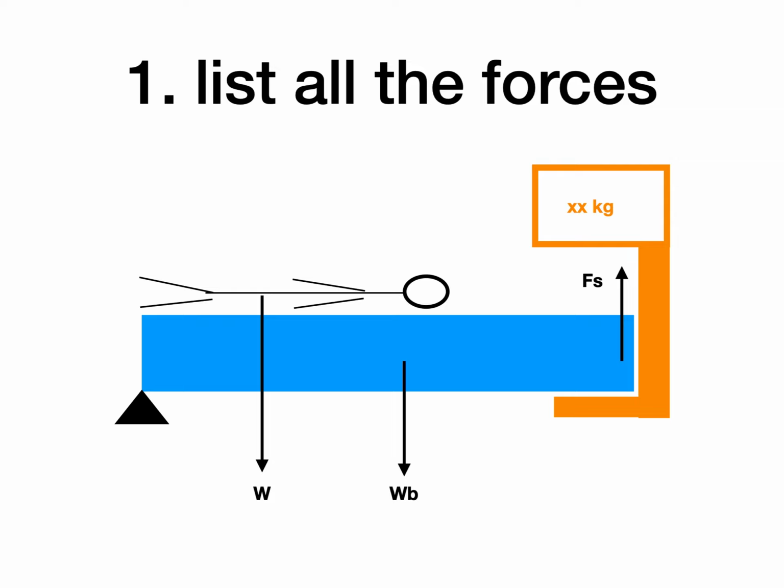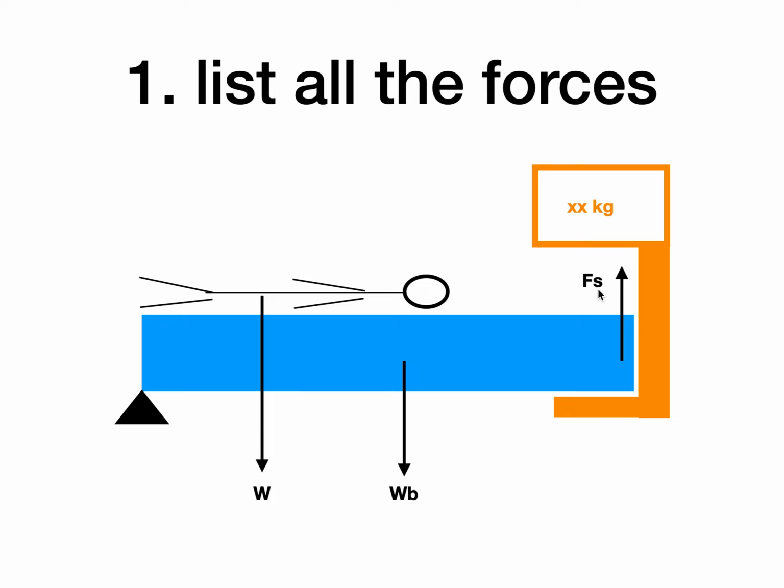So the first step to draw a free body diagram is to list all the forces. So think about what are all the forces you can think about in this free body diagram. The first thing will be the weight of the human, right, the subject. And the second weight, WB, will be the weight of the board here. And the third force will be the force applied from the weight scale to the board. That is Fs. So that's all the forces we have in this free body diagram.